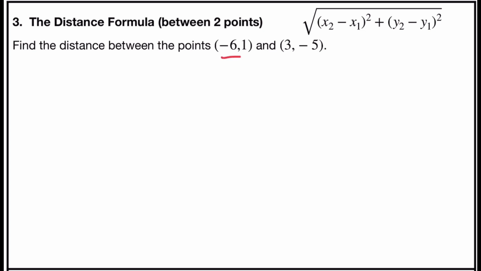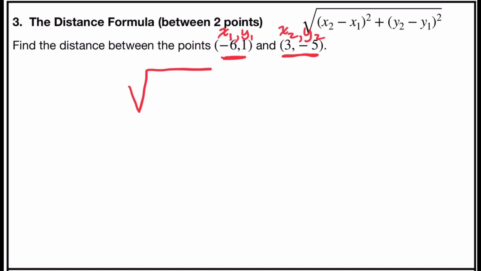So I'm going to call negative 6, 1 my first point. That would make negative 6 the first x-coordinate and 1 the first y-coordinate. And I'm going to call 3, negative 5 my second point. And so 3 is the second x-coordinate and negative 5 is the second y-coordinate. And now I'm going to substitute.